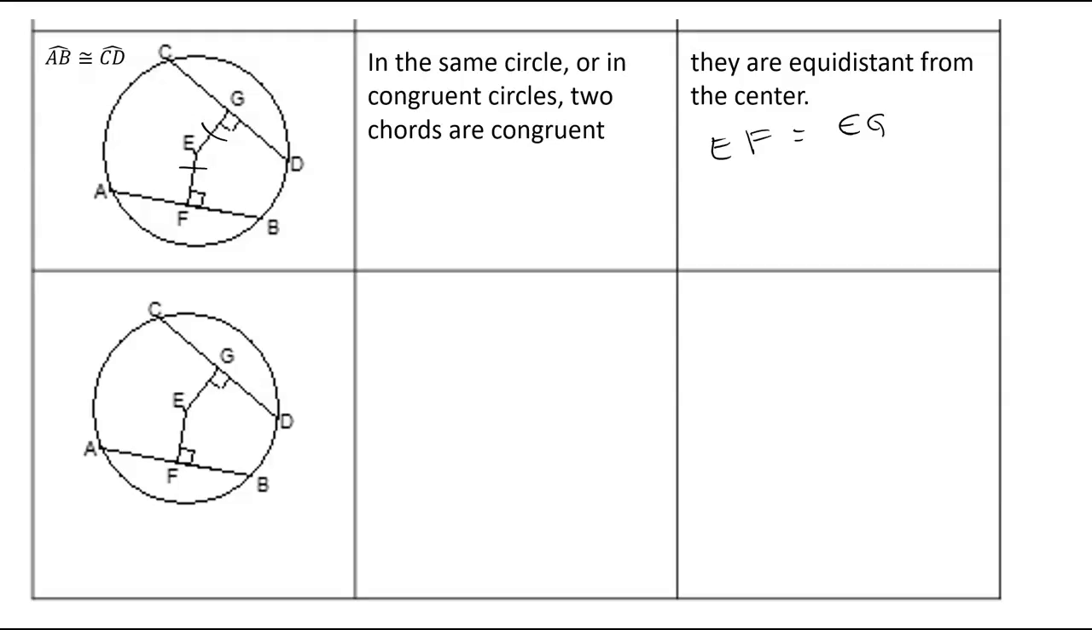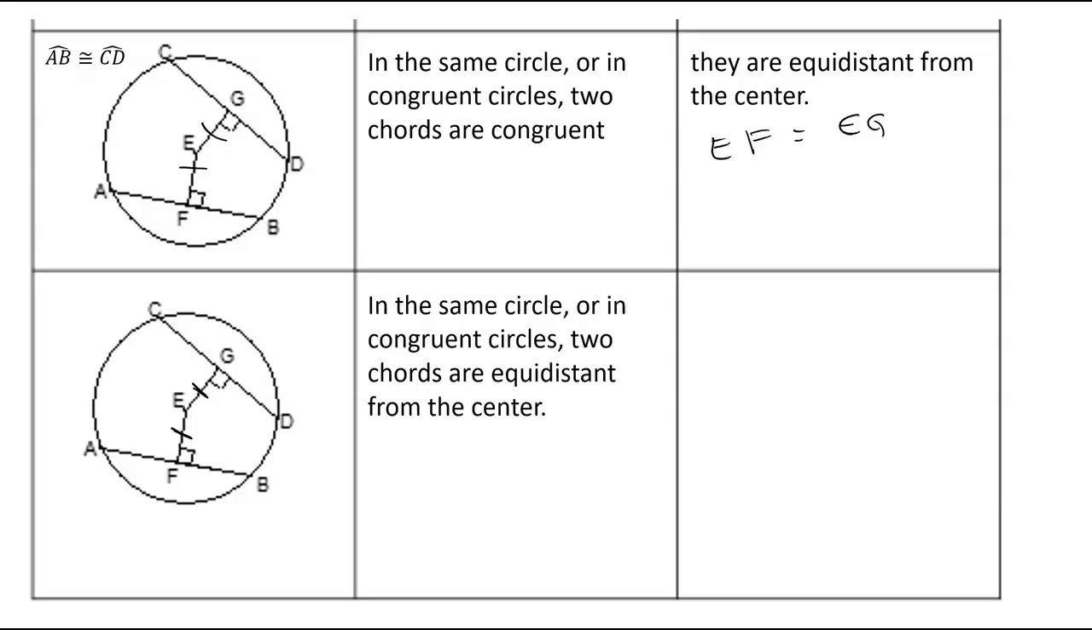Okay? In the second picture, I need to draw these lengths in. So these lengths need to be the same. What I have here is that the two chords are equidistant from the center. Remember, equidistant just means same distance. So they're the same distance away from the center. And what that means is that the two chords are congruent. So CD is equal to AB. All right?